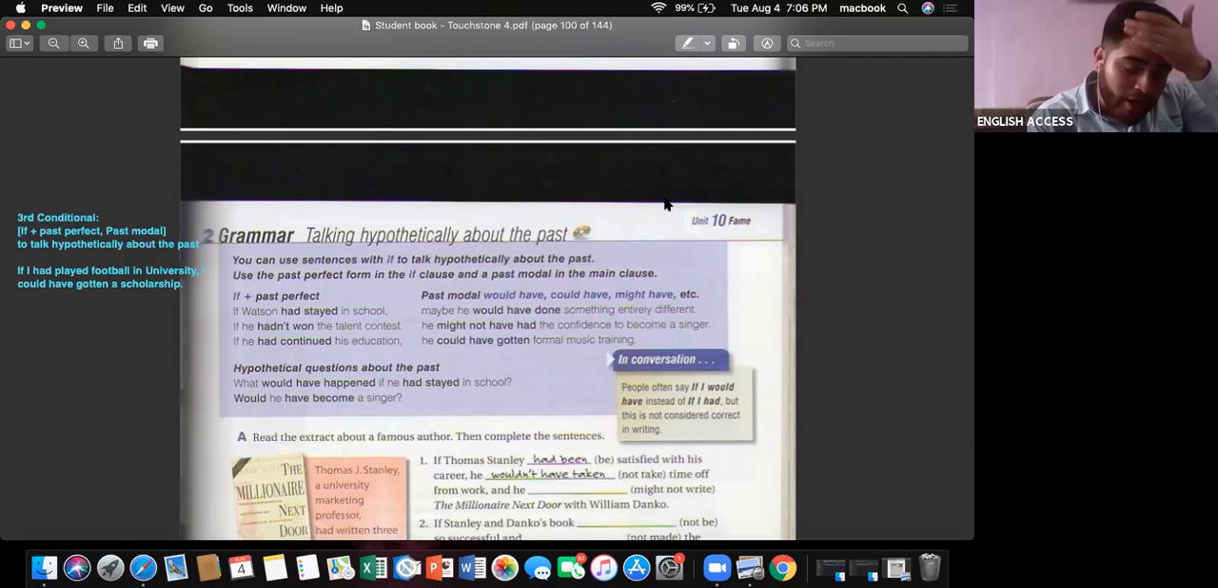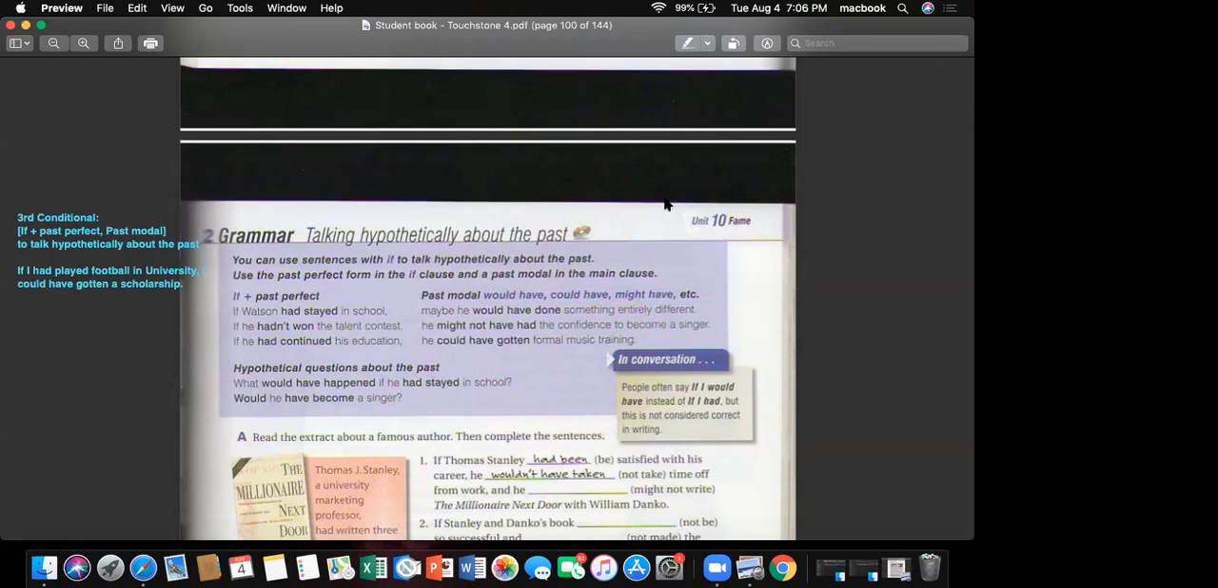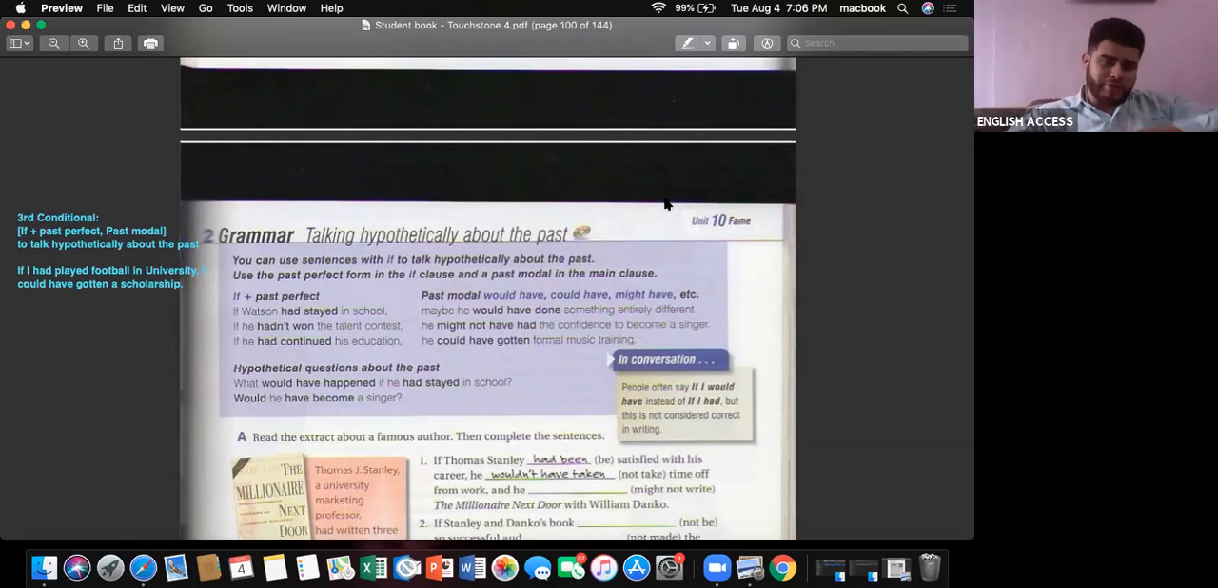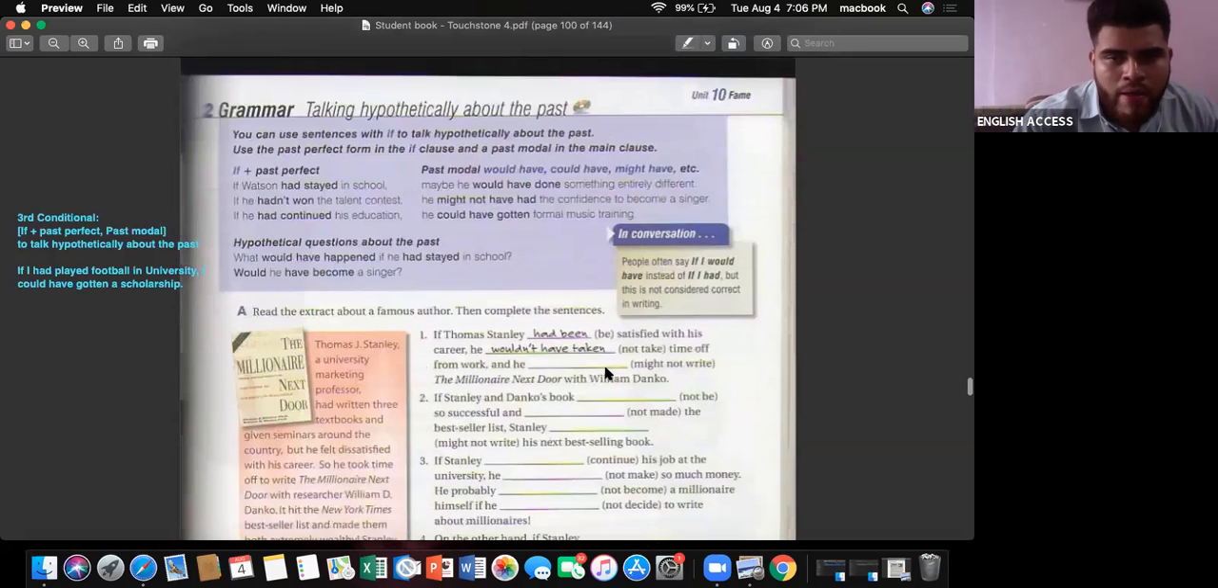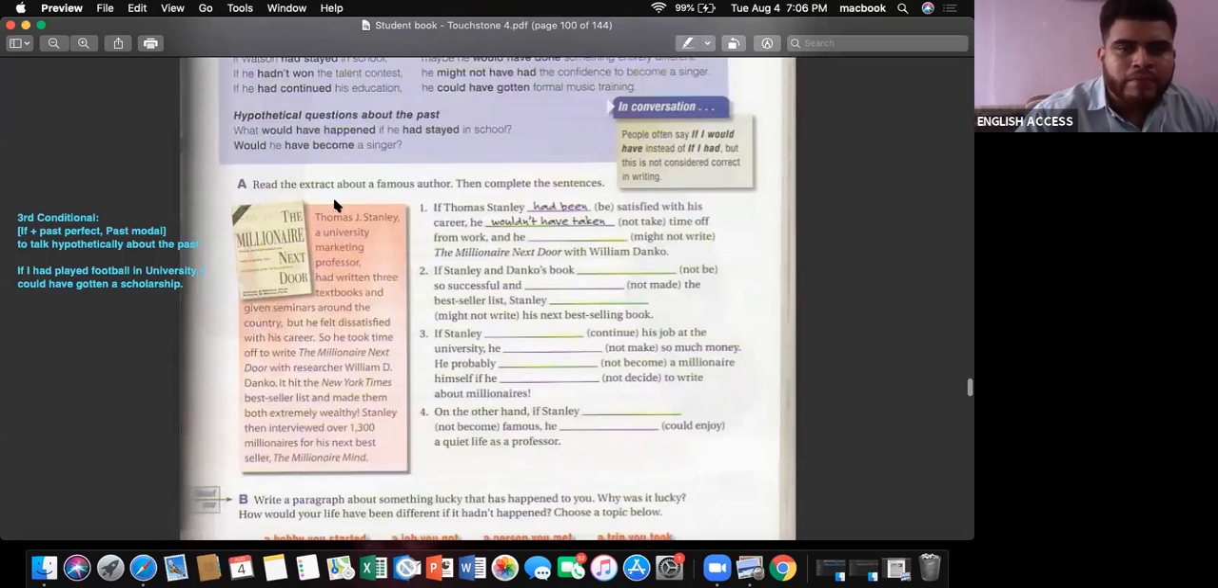So remember, the most common thing to use is would have. And what would have does is imagine your behavior or another person's behavior, right? Let's read this. Matt, can you read this little extract, The Millionaire Next Door?